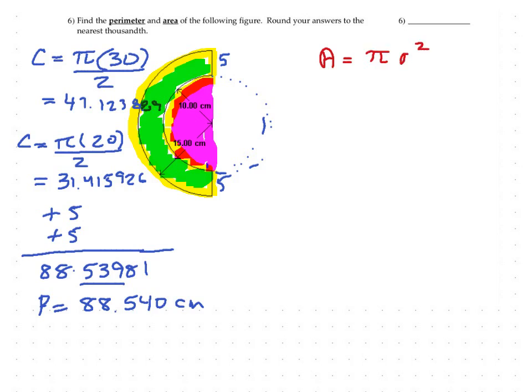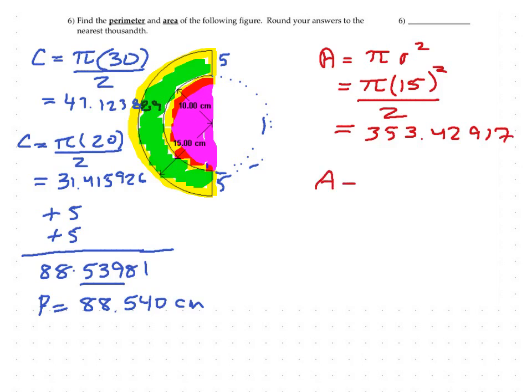Now we have only semicircles, so to do the math, you're going to take pi. The big circle is 15 centimeters. You're going to square it, but then you're going to divide it by 2 when you're done. So 15 squared is 225, times 3.14 is like 706, but then you got to divide it by 2. So the area of the half circle, the green and the pink together, is 353.42917.